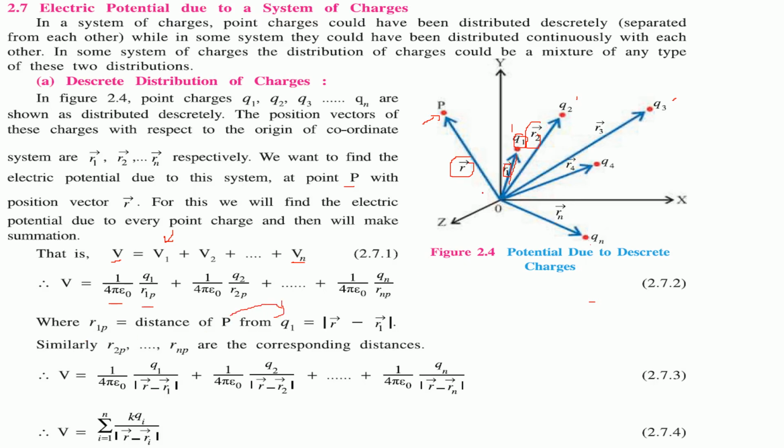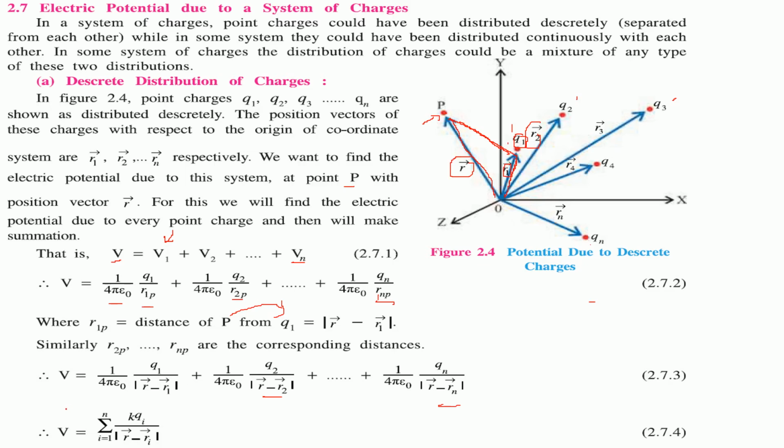This is very important, that is R minus R1. This is R, the distance of P from O. This is R1, the distance of Q1 from O. So this will be the distance vector of P and Q1. Likewise, all of these we can write. R2P will be R minus R2, R3P will be R minus R3, and likewise this will be R minus Rn.